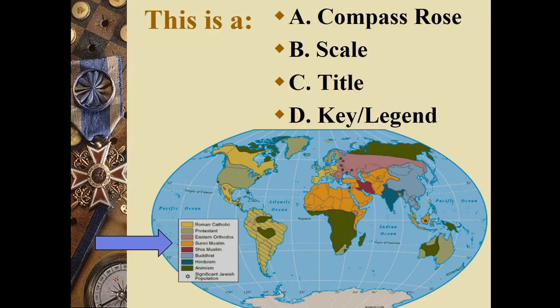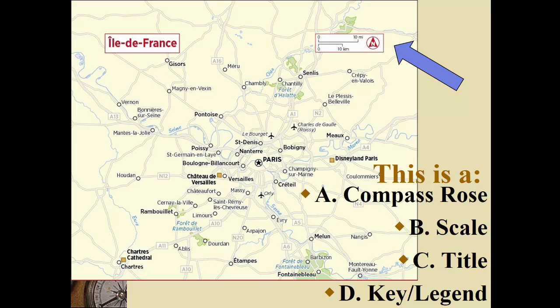Now, yet again, we have a map that is showing us something completely different from all the other ones that we've seen so far. This one is showing us religion and where it is in the world. So is this a compass rose, a scale, a title, or a key or legend? This is actually a trick question because when I originally made it, I meant it to be scale. But then when I was teaching this in class, I was like, wait a second, there's actually a compass rose in there too. This compass rose, the arrow with the N in it, that is a compass rose, okay?